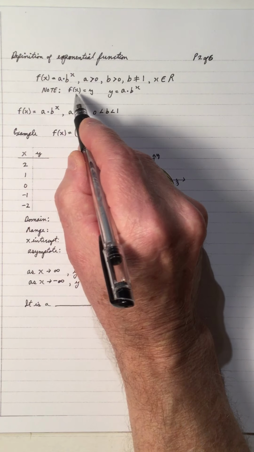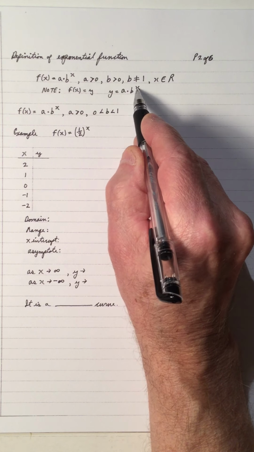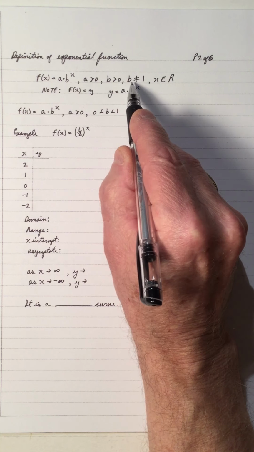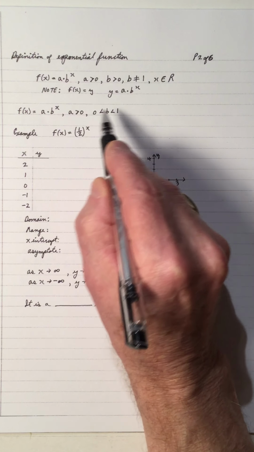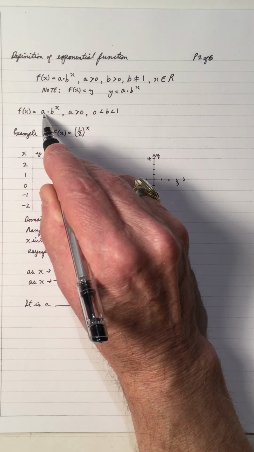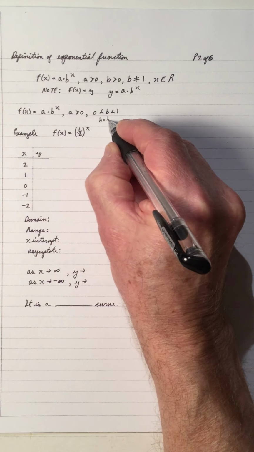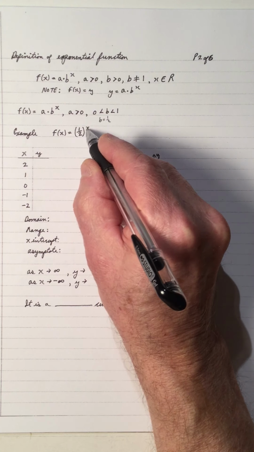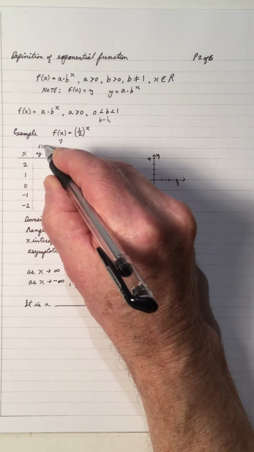Note, if f of x is equal to y, this equation can be y equals a times b to the x. So, since the base has to be greater than 0 and not 1, one possibility is to have the base between 0 and 1. So again, a is greater than 0, a is positive. And we're going to look at when the base is 1/2. So f of x equals 1/2 to the x. Remember, the f of x is a y. So that could be the y or the f of x, your choice.